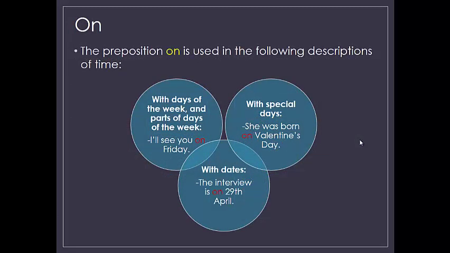The preposition on is used with days of the week and parts of the day of the week. I will see you on Friday. With special dates. Example: she was born on Valentine's Day. With dates. Example: the interview is on 29th of April.